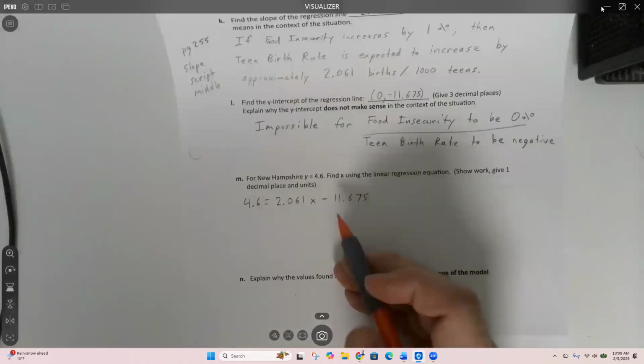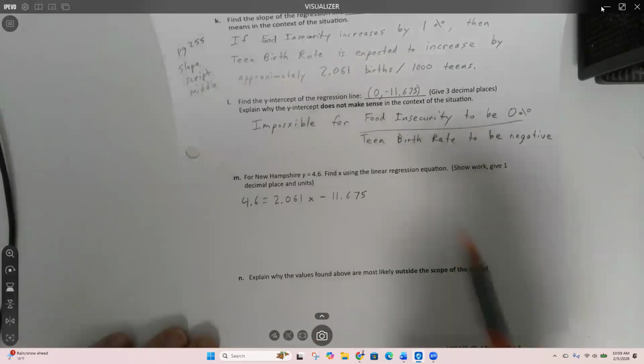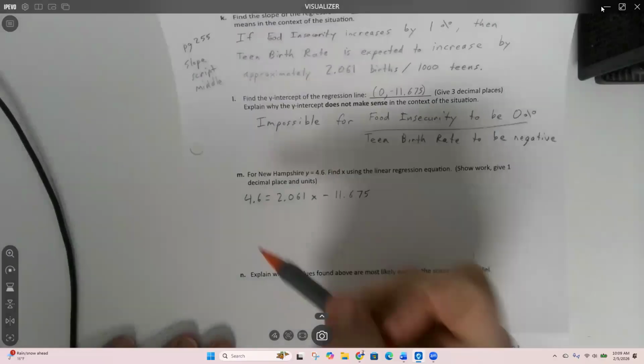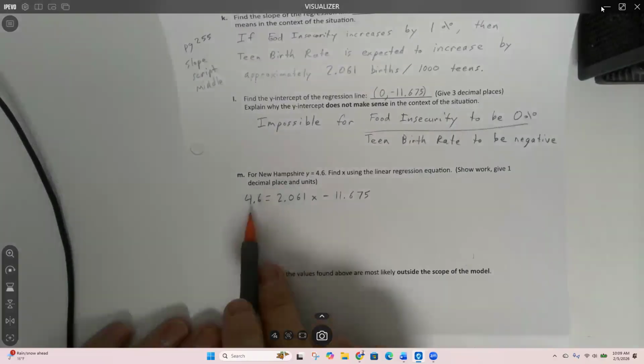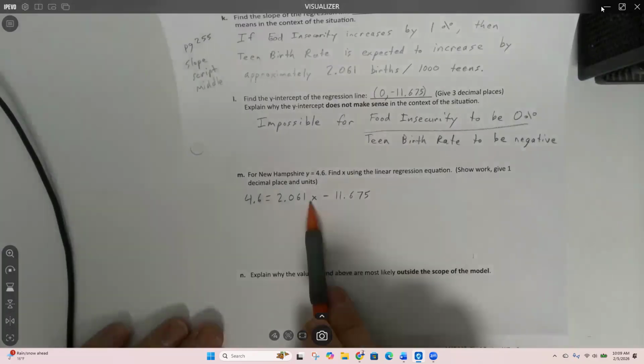If you wrote it in pen, you can just rewrite it down here. 4.6 equals. So we don't do math in pen. Never do math in pen. Always pencil. All right. So we've got this, and they're asking us to find x. So we want to find New Hampshire's food insecurity rate.